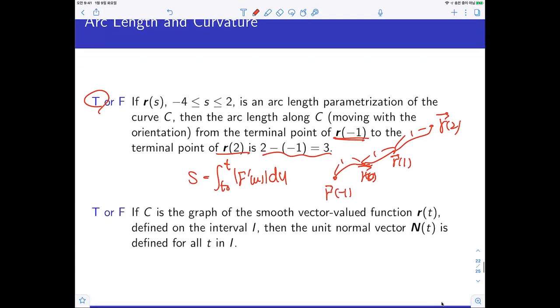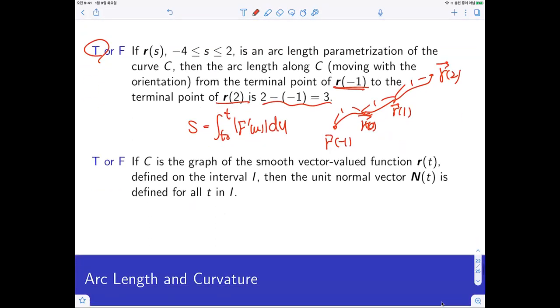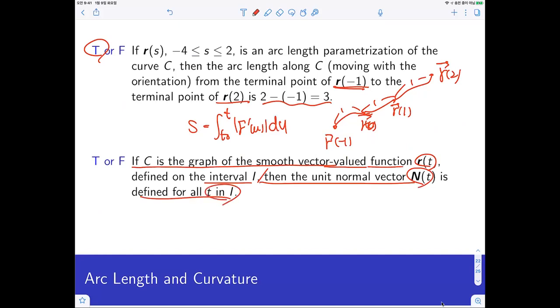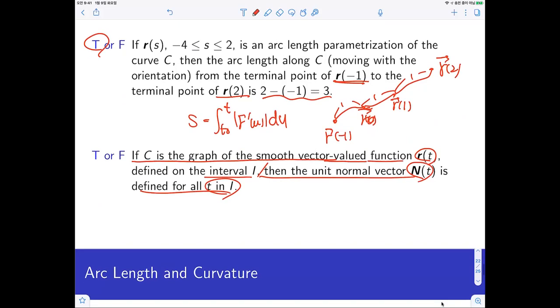The second problem is here. If C is the graph of a smooth vector valued function r defined on the interval I, then the unit normal vector is defined for all t in I. As I said, the unit normal vector N is the derivative of the tangent vector over the magnitude of the derivative of the tangent vector. So if the magnitude of T' is 0, then we cannot define the normal vector.